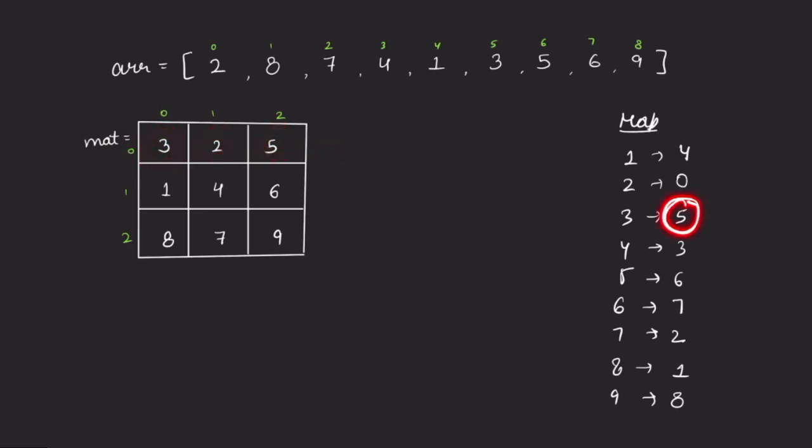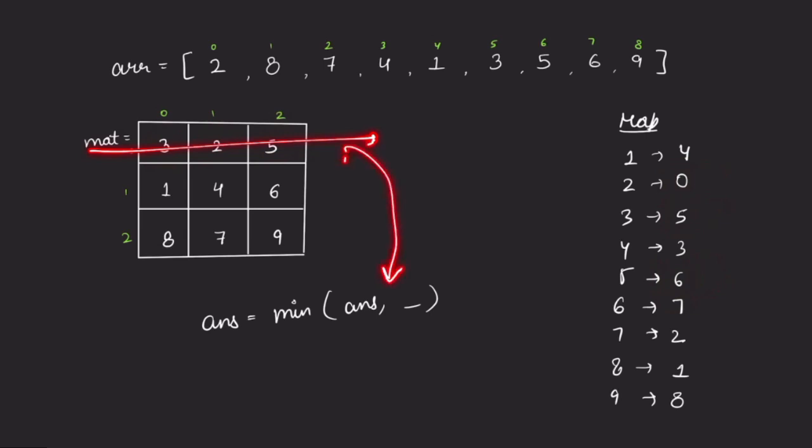3 is present at 5, 2 is present at 0 and 5 is present at 6. Now out of these 3 the maximum is 6. We need to take the maximum index 6, right? And then in some variable which will be your answer, you can store the minimum of answer comma this particular element, right?